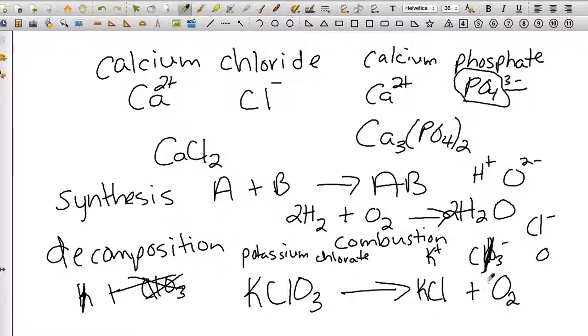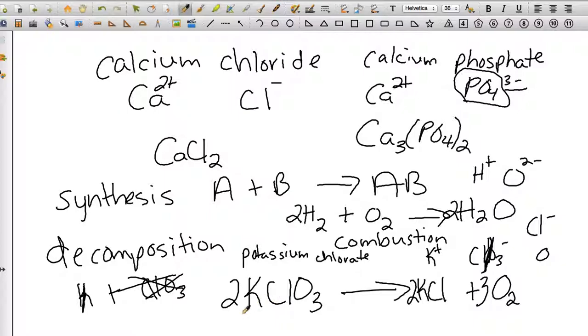The closest number 3 and 2 have in common is 6. 3 is going to go here. 2 is going to go here. Now, that coefficient 2 not only gives me 6 oxygen, but it gives me 2 KCl's. So I'm going to come over here and put a 2 in front of KCl. This gives me 2 KCl's, 2 KCl's, 6 oxygen, 6 oxygen, and a balanced decomposition reaction.